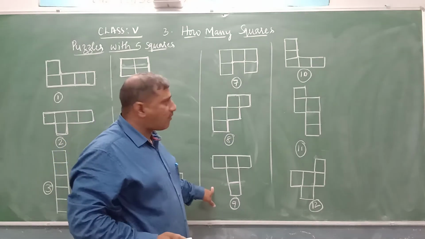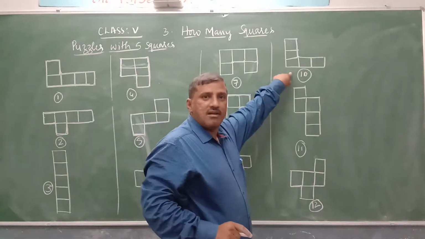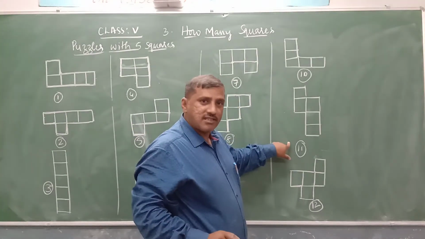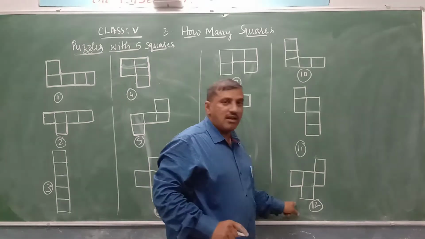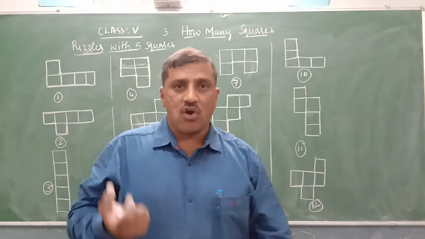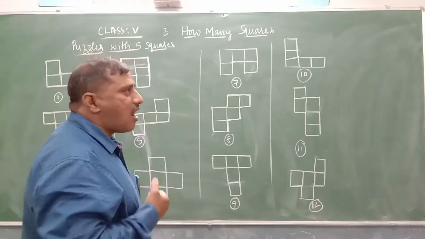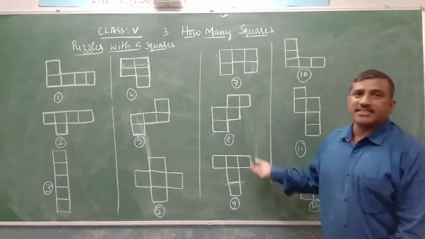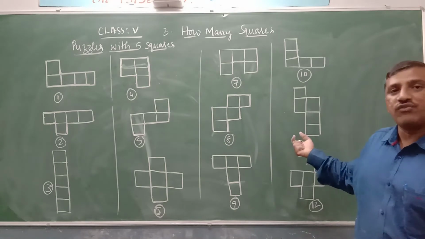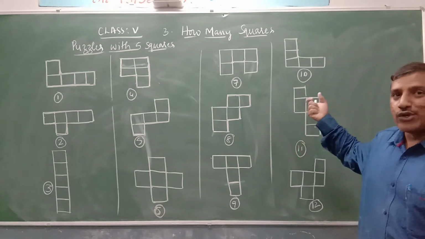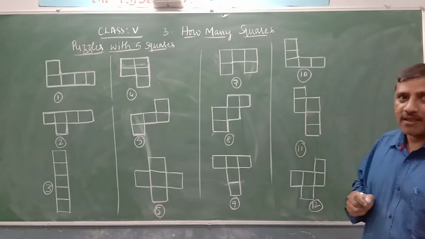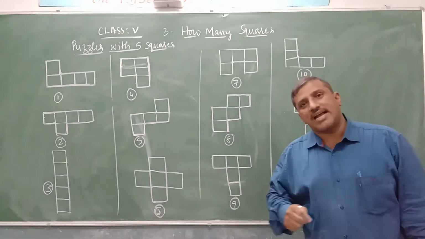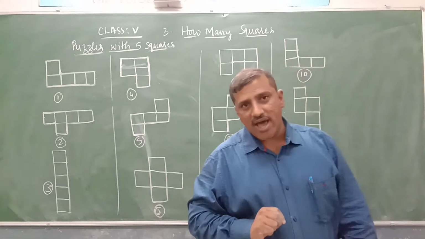Shape 9. 5 squares. Shape 10. 5 squares. Shape 11. 5 squares. Shape 12. 5 squares. If you try to draw a maximum of shapes using 5 squares, these are the 12 shapes which we can draw by using the 5 squares. So you also draw these shapes in the square grid paper.